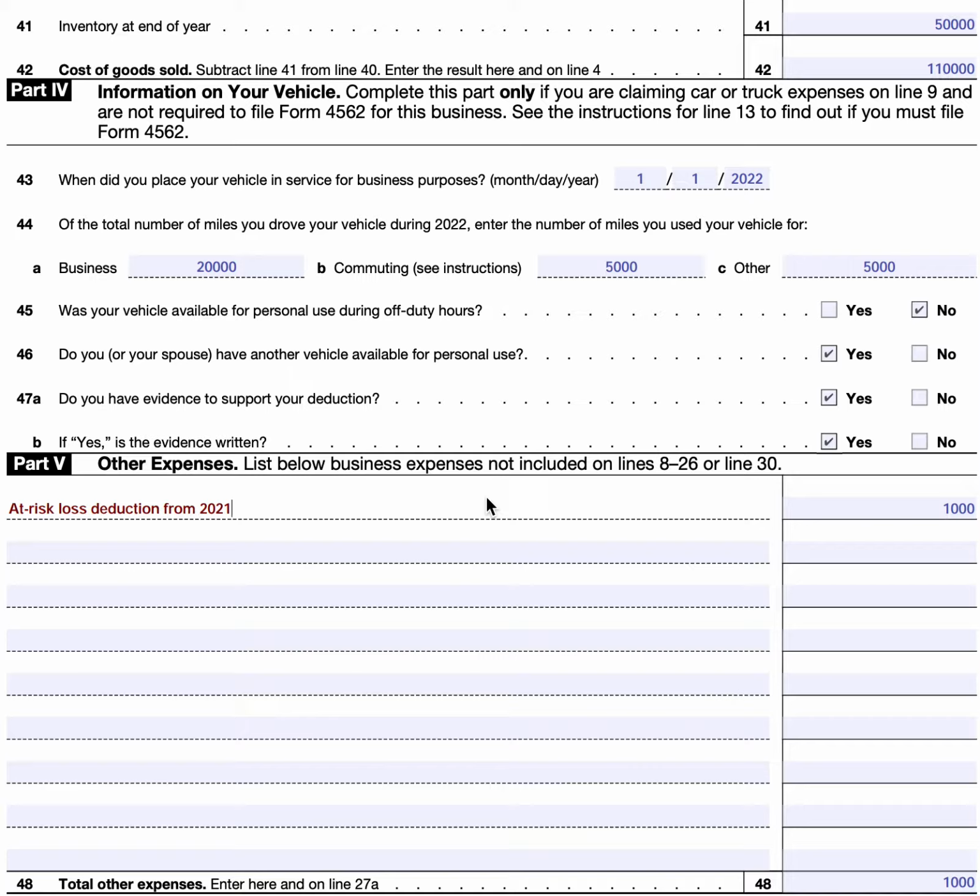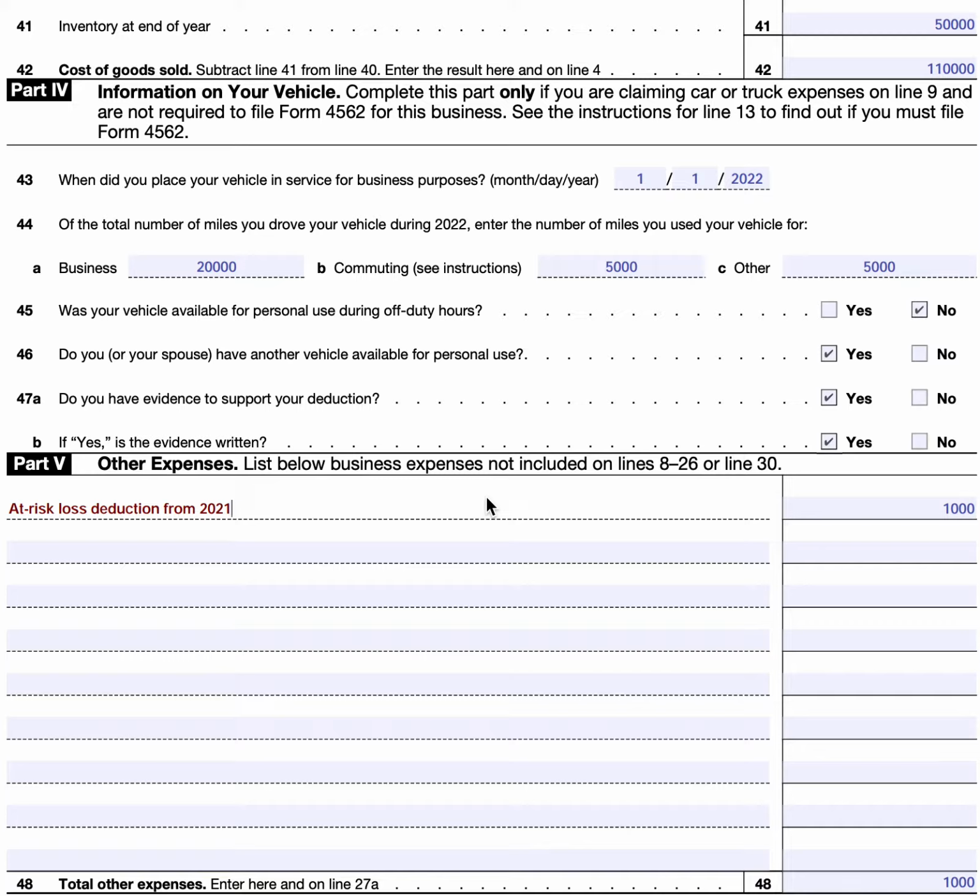Other expenses, you could write off bad debts in this section. You can write off up to $5,000 of business startup costs. There is a dollar for dollar reduction in that limitation if your startup costs are greater than $50,000. So, not that you can't eventually write off your startup costs, but in the year that you start your business, you can deduct up to $5,000 in that year, and then the rest of it has to be amortized over 180 months or 15 years.